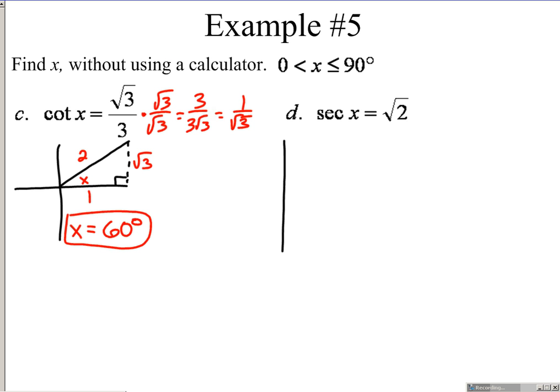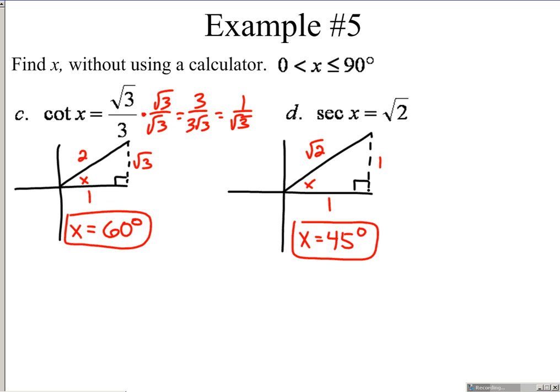Last one, D. Secant, we know, is the reciprocal of cosine. So that's going to be hypotenuse over adjacent. Should recognize that triangle as being a 45-45-90. So once again, x is going to be 45 degrees.